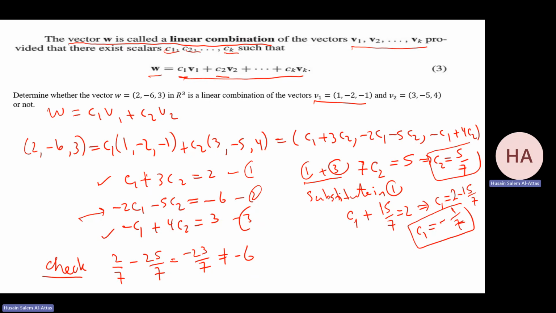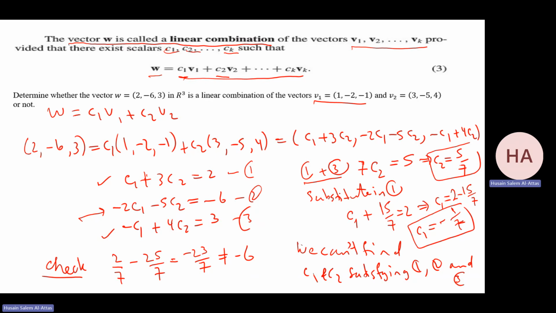Now, if you look at it, it will not satisfy this equation. So can we write W as a linear combination of these? No. The answer is no. We cannot find C1 and C2 satisfying all the three equations 1, 2, and 3. So it means W cannot be written as a linear combination.